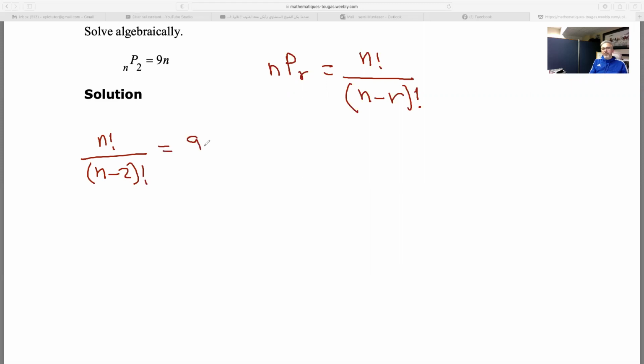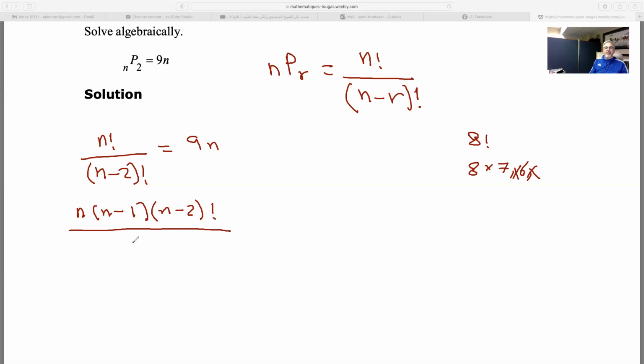equals 9n. Now the trick after this is you want to expand this, because n factorial, or any number, like 8 factorial, means 8 times 7 times 6 all the way to 1. You minus 1 every time, and that's what you're multiplying together. So I'm going to take this one on top and expand it that way. I'm going to have n, then n minus 1, and then n minus 2, but I'm going to put factorial right here because the bottom is n minus 2 factorial.